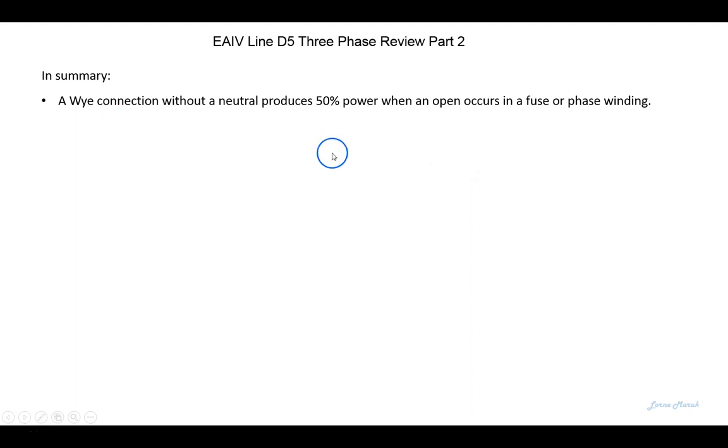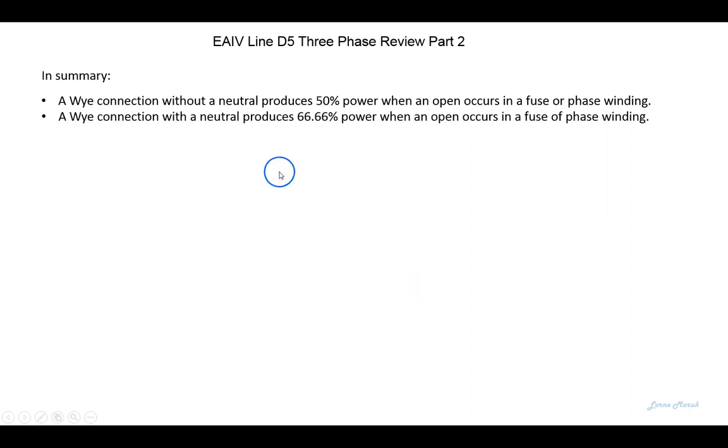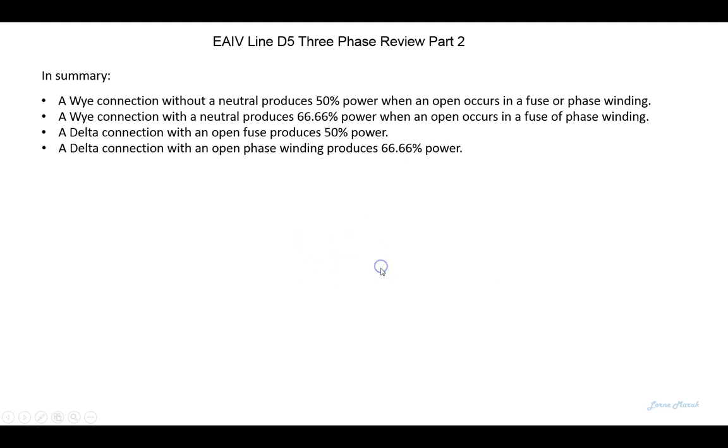So in summary or review, a Y-connected load without neutral produces 50% power when an open occurs in a fuse or phase winding. If it has a neutral, it produces 66.67% power, whether we have an open in the fuse or the phase winding. In a delta connection, an open fuse produces 50% power, but if we have an open in the winding, we produce 66.67% power. Makes sense.